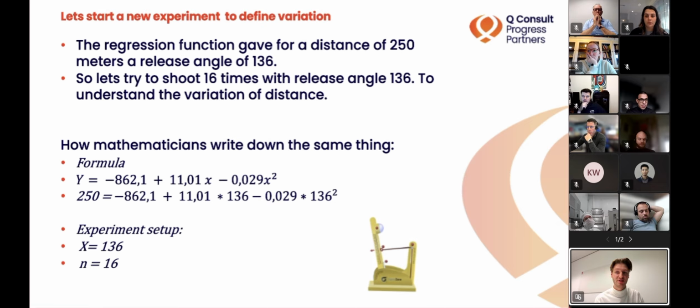Why we use 16 instead of 5 is because we want to understand the variation better, and more data points are always better to understand the variation. Because if I shoot only one time, I can't define any variation. If I shoot 2 times, a little bit, but if I shoot at least 15 times, or 30, but 15 is great for your cases, then we get a little bit more confident about the variation.